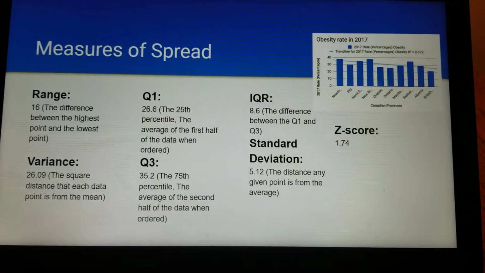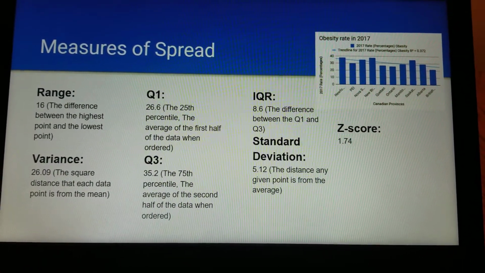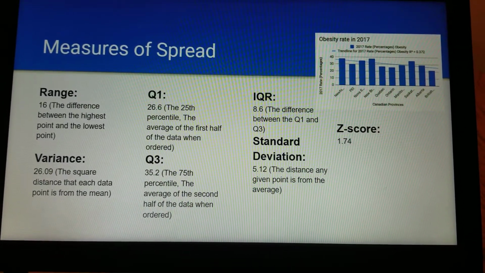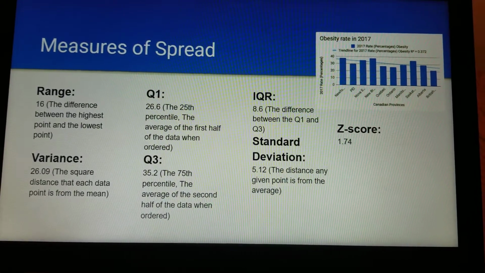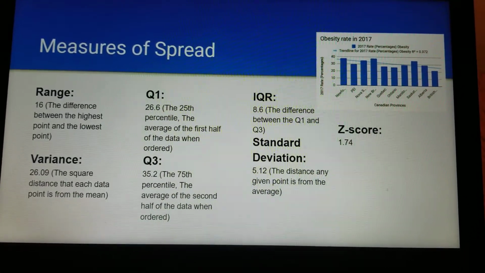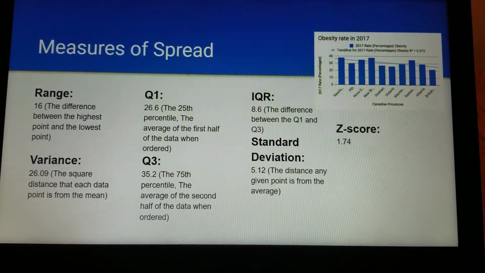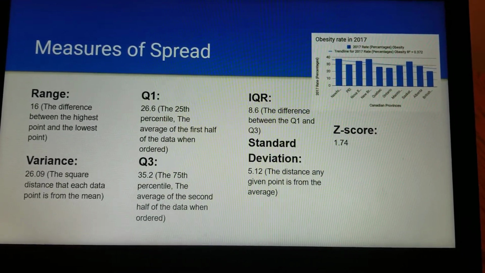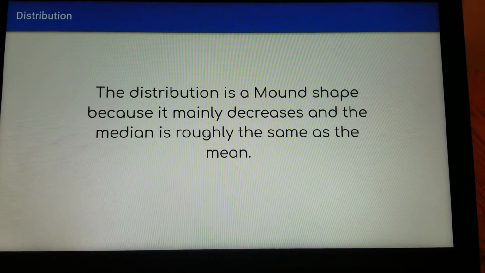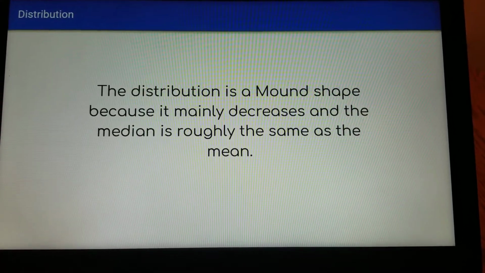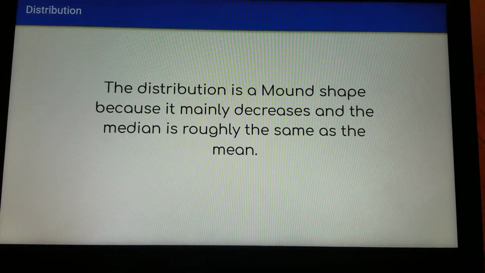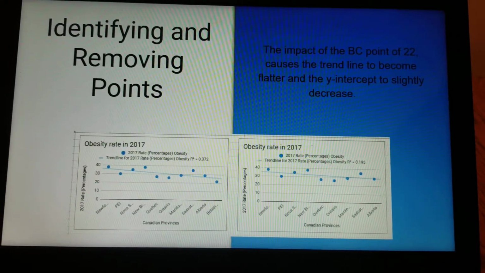So I have the range of 16, quartile 1 is 26.6, interquartile range is 8.6, variance is 26.09, quartile 3 is 35.2, standard deviation is 5.12, and it has a z-score of 1.74. So the distribution is a mound shape because it mainly decreases, and the median is roughly the same as the mean.